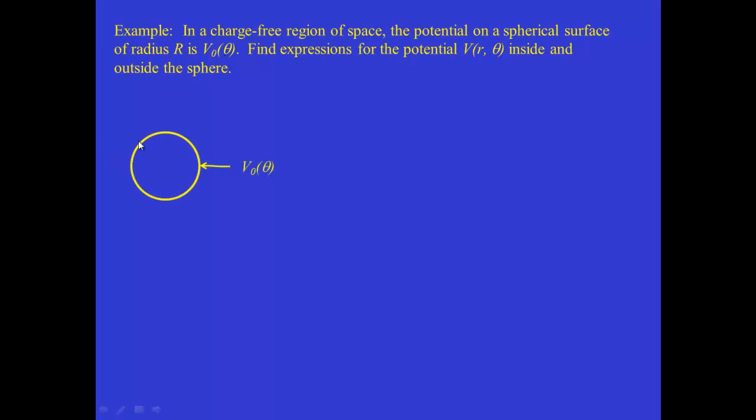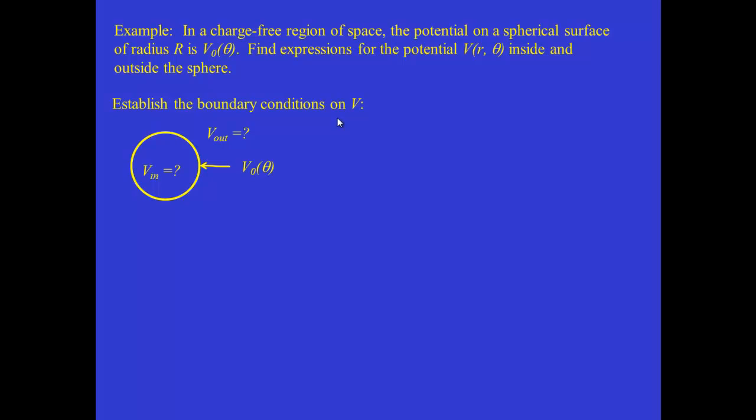So here's a diagram. We've got a sphere of radius capital R. We know what the potential is on the boundary, and so our job is to find expressions for the electric potential inside the sphere and outside the sphere. So what do we do? First, we establish the boundary conditions. We write them down because we'll have to use them to determine the constants that are in the general solution.